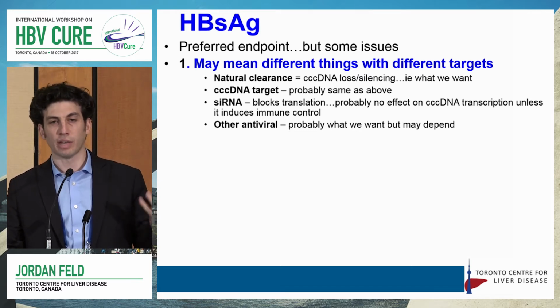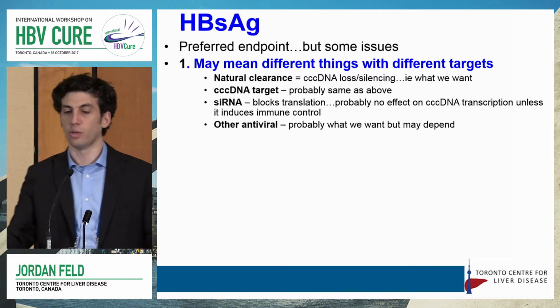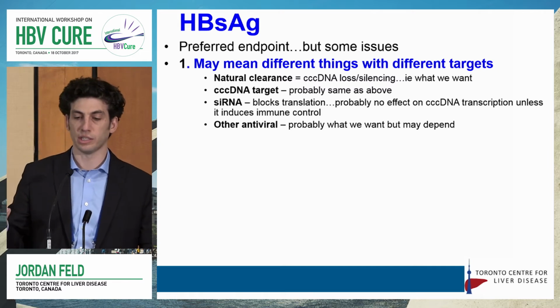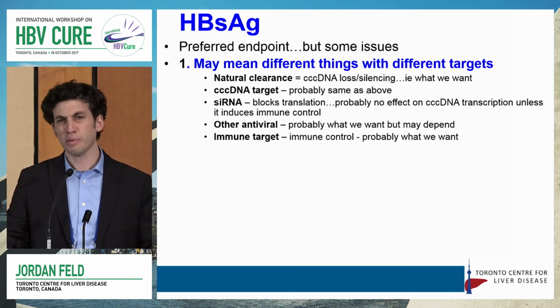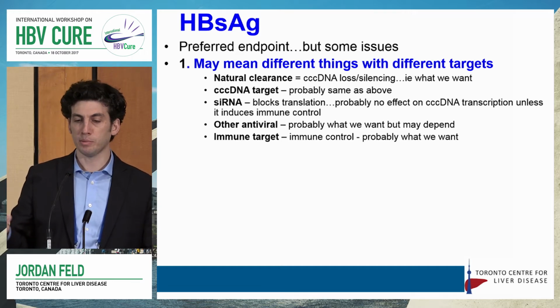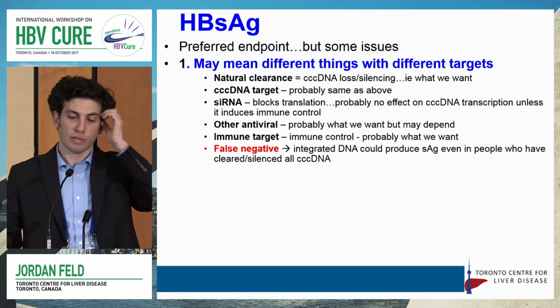So it's unclear if that really means the same thing. You could see surface antigen clearance, and it may actually not really reflect what you think you saw, which was silencing of cccDNA transcription. If you have an immune target, probably this is a pretty good endpoint. It probably means that you have immune control. But we also have the concern that you could have a false negative.